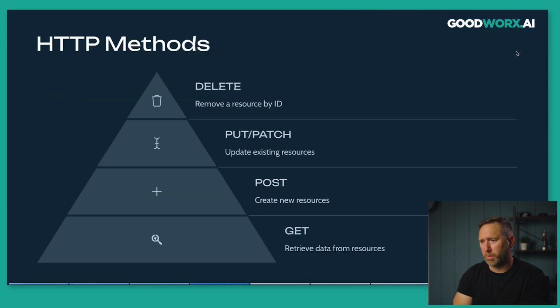So if we look at the available HTTP methods when working with APIs, you have delete, which obviously removes a resource by a given ID. Put or patch. It's kind of some weird names. I don't know why they don't just call it update, but put or patch is when you're updating an existing resource. So you might pass an ID and say, I want to update this blog post. Then you have post, which is when you want to create a new resource. So you'd pass data to it, and usually in JSON format.